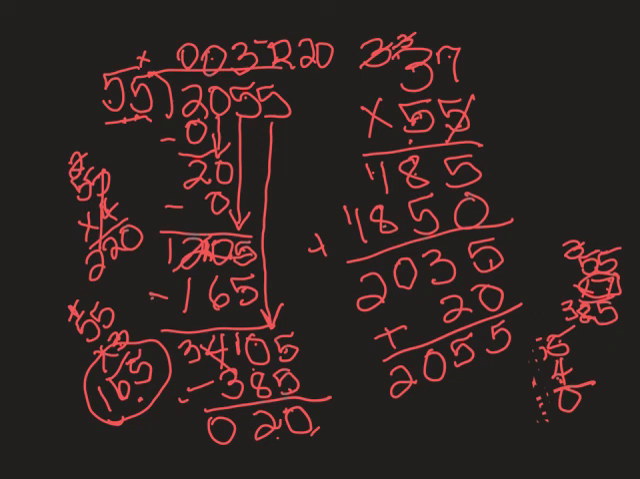So now I have 2,055 and 2,055. So now I have what I started with. So I know that if I divide 2,055 by 55, I'm going to get 37, remainder 20.